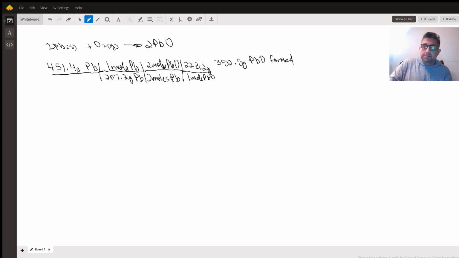Okay, so that multiplied all of the top. So the top gives me 201,505. Now I'm going to multiply everything that's on the bottom. So it's 207.2 times 2, and then times 1, which is 414.4. Okay, I'm going to take these two numbers and divide them out. What's going to end up happening is all these units cancel out, and I get the grams of PbO.